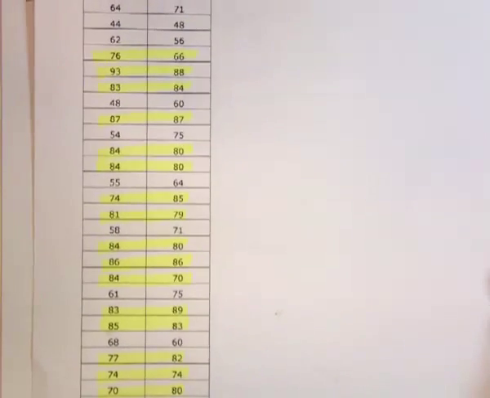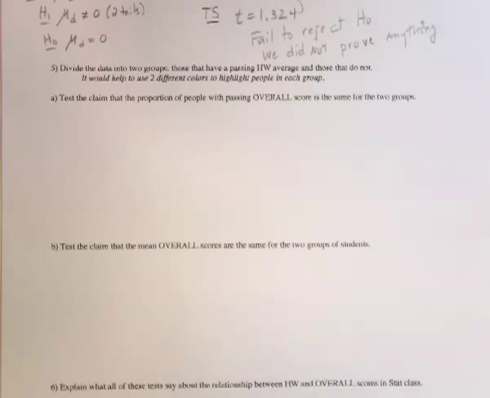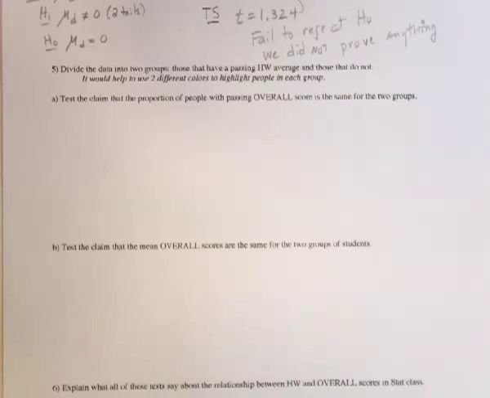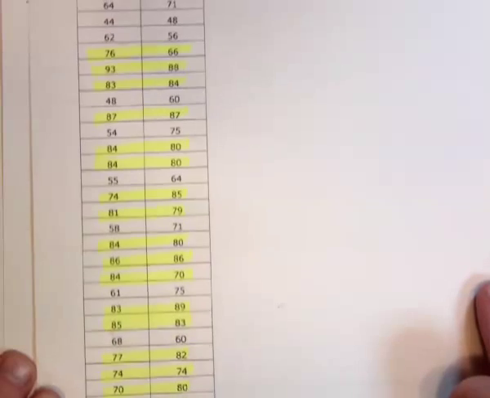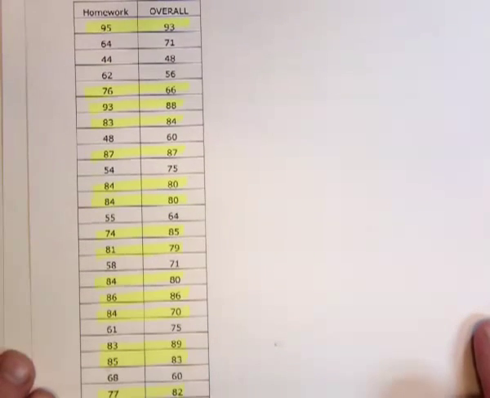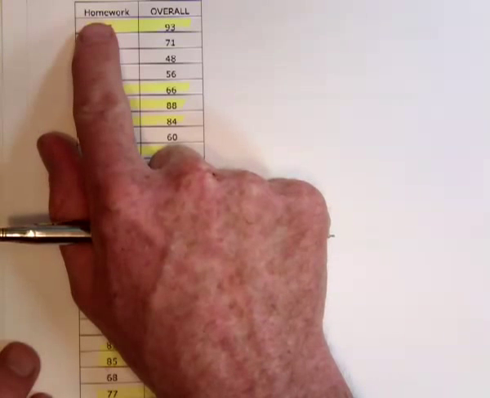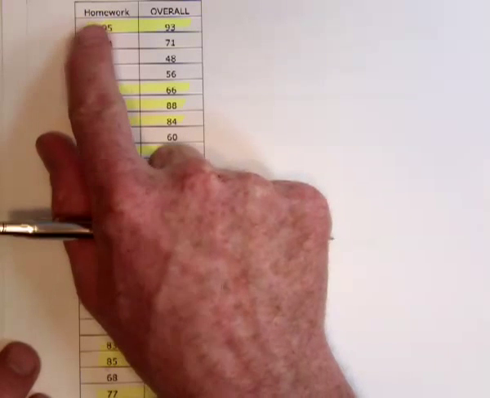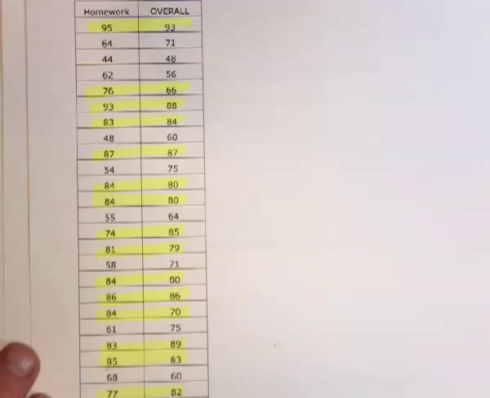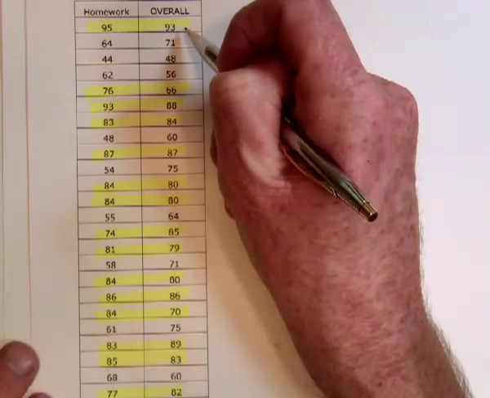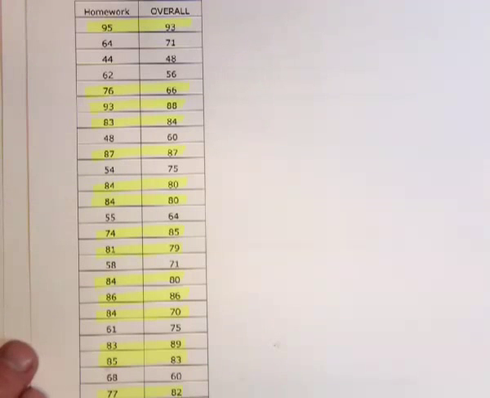Okay, now we're going to use this to answer the questions. So test the claim that the proportion of people that are with passing overall scores. So what we've done is something rather common, and that is you use one category to divide the people into two groups. The yellow people, the highlighted people. The highlighted people are doing well on homework. Now the question is, how are they doing overall? And then compare them with the non-highlighted people.